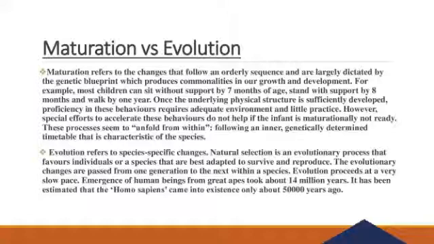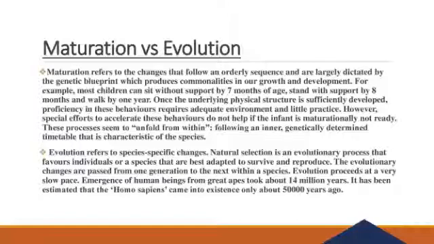Maturation, basically, refers to the changes that follow an orderly sequence and are largely dictated by the genetic blueprint, which produces commonalities in our growth and development. The maturation process seems to unfold from within, following an inner genetically determined timetable that is characteristic of the species. Evolution refers to the species-specific changes.